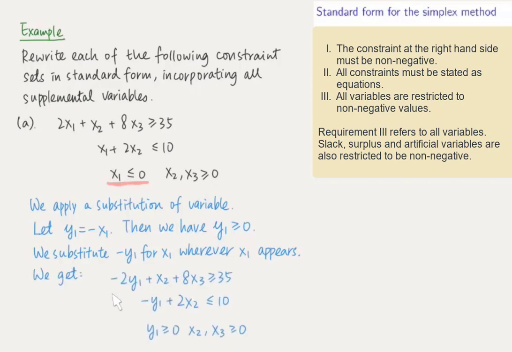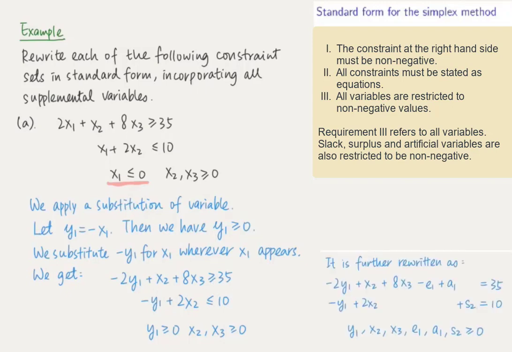Then we should get negative 2y1 plus x2 plus x3 greater than or equal to 35, negative y1 plus 2x2 less than or equal to 10, where y1 is greater than or equal to 0 as well as x2 and x3. We can see that now all the variables in the constraints set are restricted to non-negative values. At the moment, our constraints are not yet stated as equations. We apply the method we have discussed before.